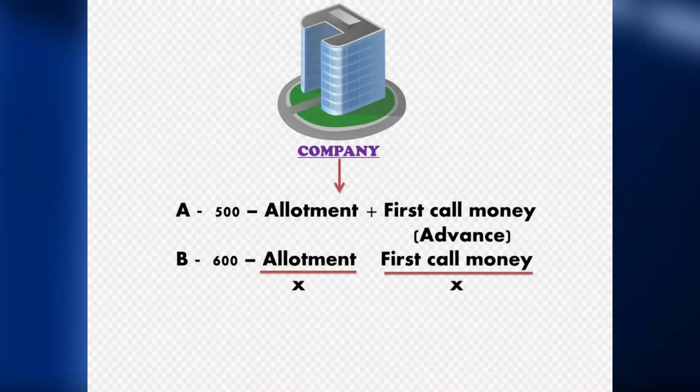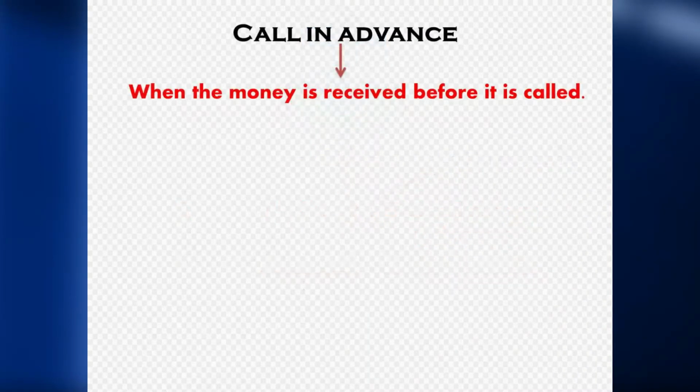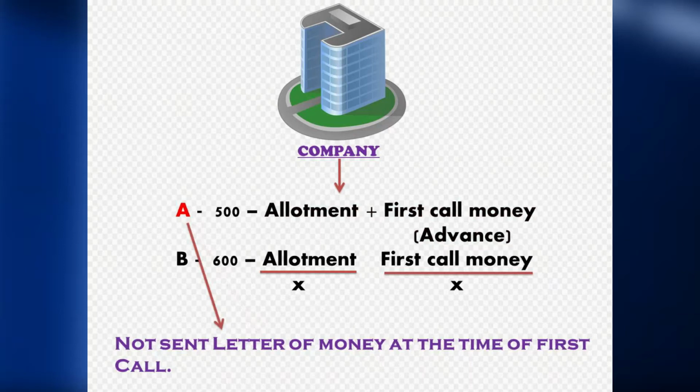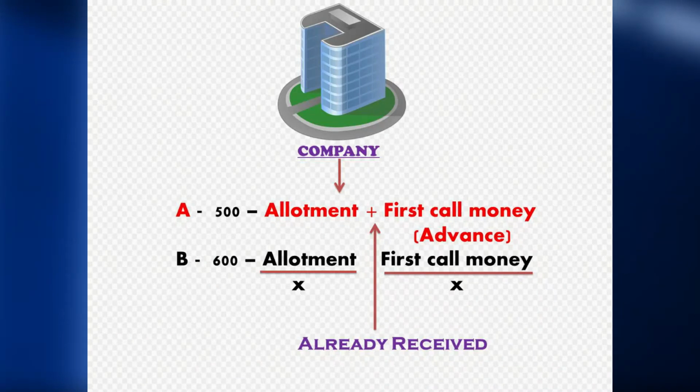In this question, we can see that A sent first call money at the time of allotment. This is the case of calls in advance when the money is received before it is called. So naturally, if he has sent the money, means first call money at the time of allotment, he will not be sent letter of demand at the time of first call because the company has already received first call money with the allotment.